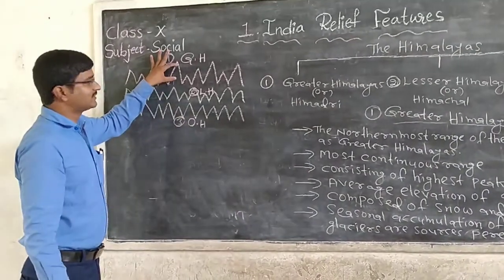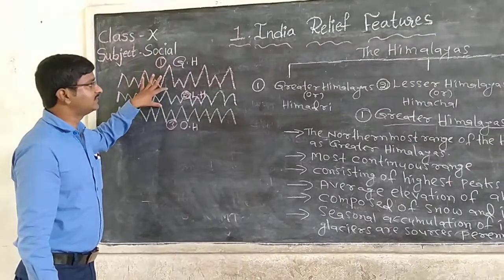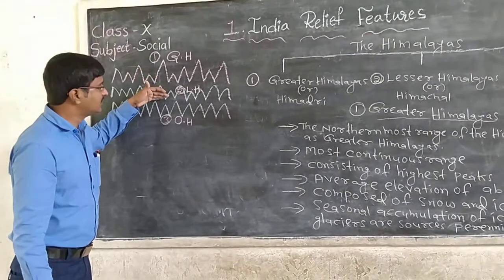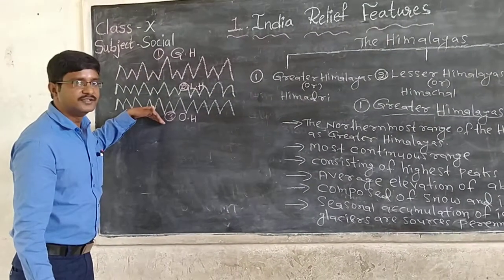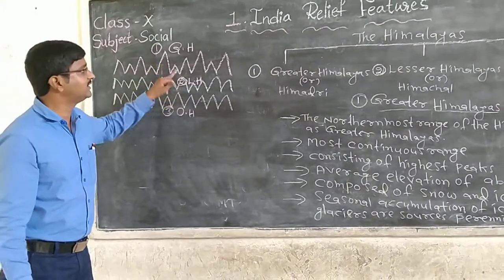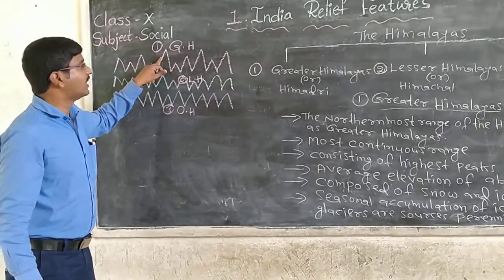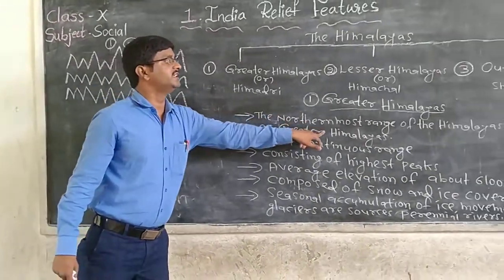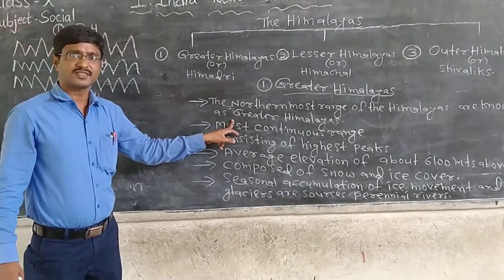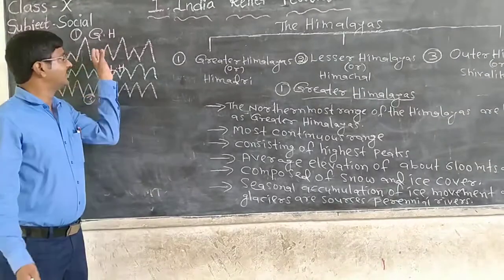So what is this first range? Greater Himalayas. Where is this? Is it located in the north side, between, or in the south side? It is located in the north side. Of these three ranges, this one is the northernmost range. That is why the northernmost range of the Himalayas is known as Greater Himalayas. Is it clear?